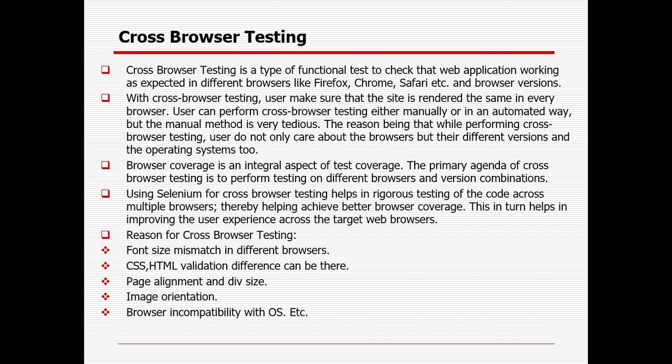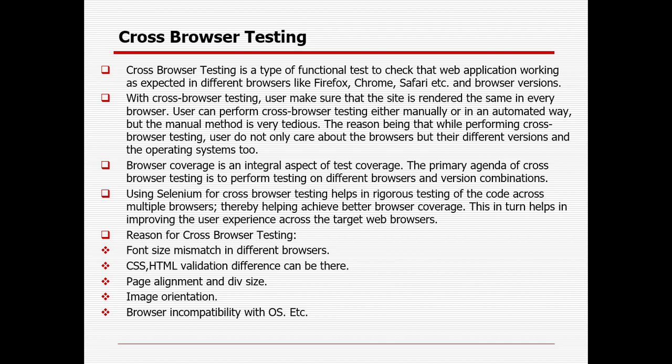Apart from that, some organizations might use different browsers at the same time, so you can see that the Chrome browser is working at 93%, 94%, 95%, 96%, like that. So that is your objective. You can execute the same set of test cases in different browsers and operating systems. With cross-browser testing, the user makes sure that the site is rendered the same in every browser.